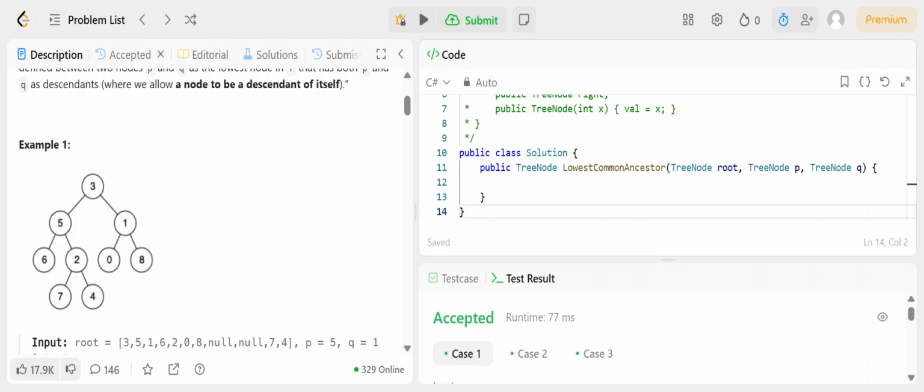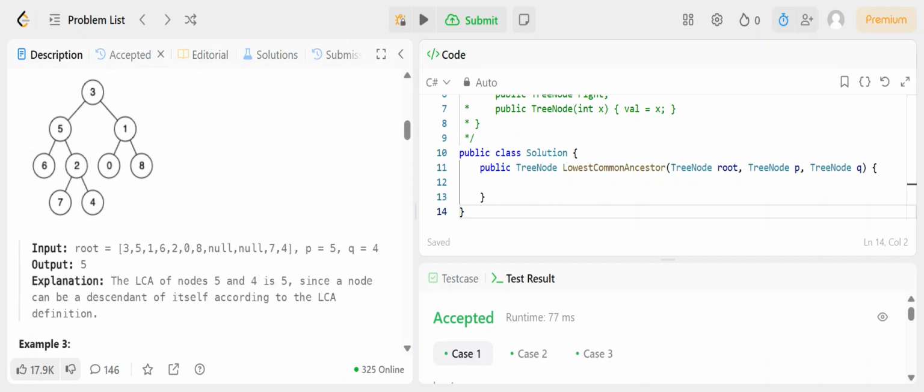Let's say if we are given 1 and 8 as the nodes, and we need to find the common ancestor for them. We can say that 1 is also an ancestor to 8, and we can consider 1 is an ancestor to itself also. So the lowest common ancestor will be 1 itself. We can see the same example in example 2.